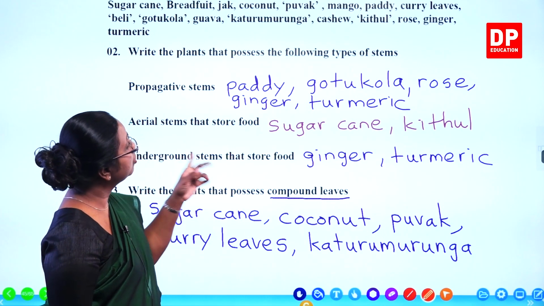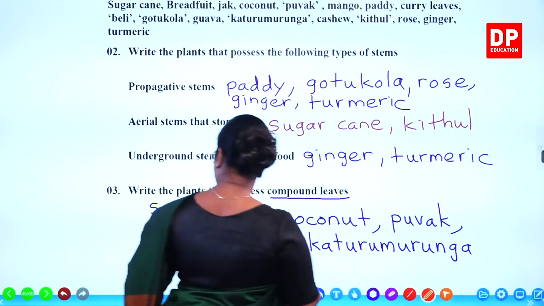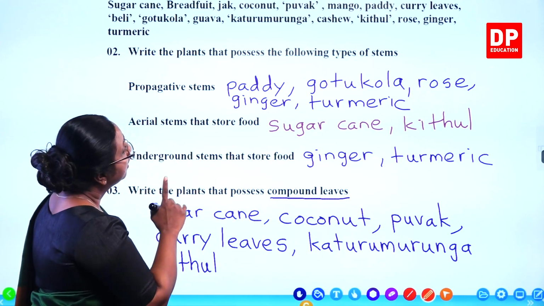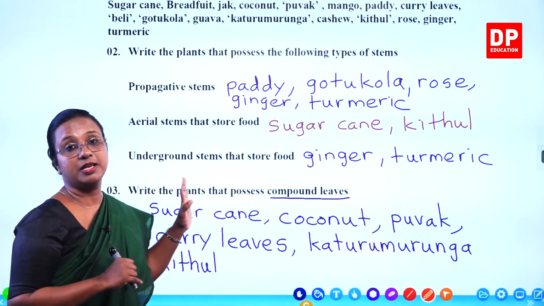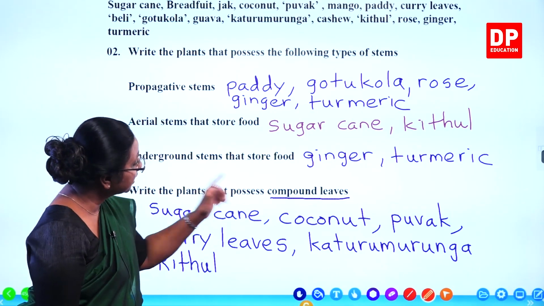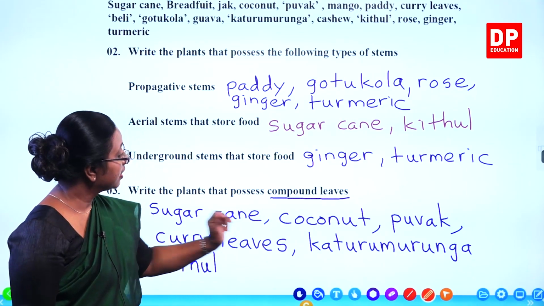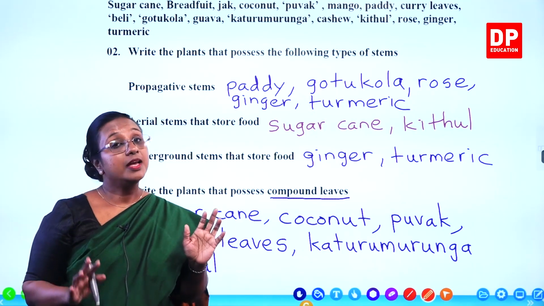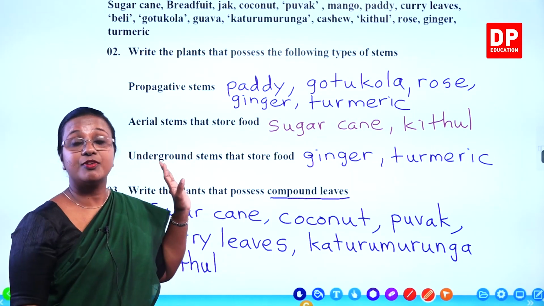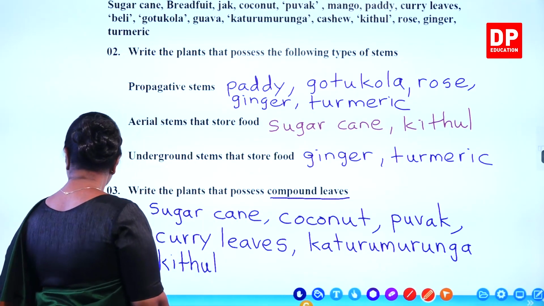Then we have cashew. No. Kithul also has compound leaves. So we have kithul plant that also has compound leaves. Then we have rose, ginger, turmeric. None of them have compound leaves. So write the plants that possess compound leaves: sugarcane, coconut, puak, curry leaves, kathurumurunga and kithul. Is that clear to you all now, students? So this is how you select the plants from the given list and answer the question. With that, I will move on to the next one.